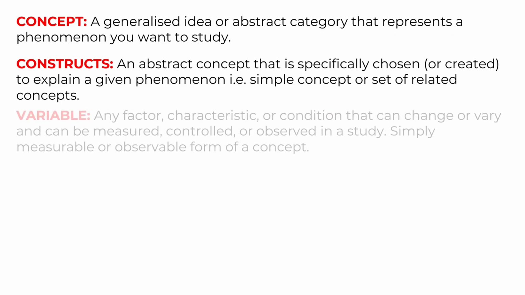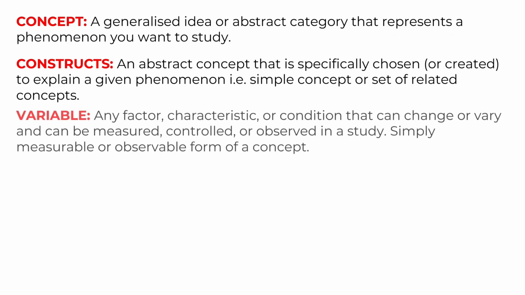Variable is any factor, characteristic, or condition that can change or vary and can be measured, controlled, or observed in a study. Simply, a measurable or observable form of a concept. So, variable is a term that is quite common when it comes to quantitative study. It is actually something that is measurable.